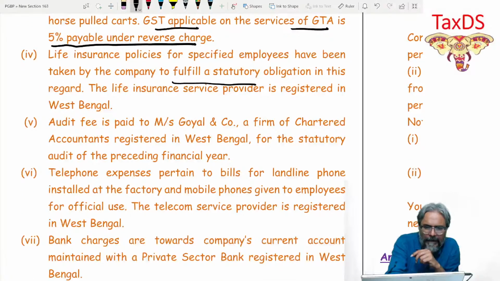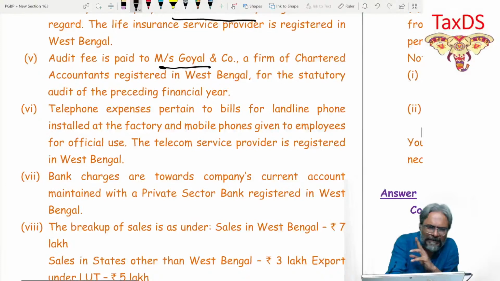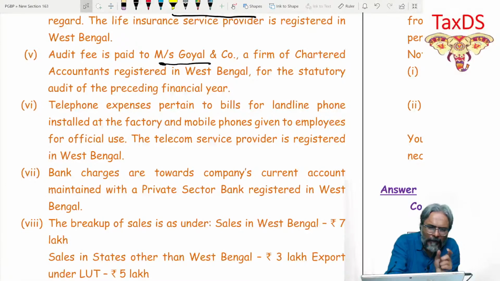Audit fees is paid to Mrs. Goel and Company, a firm of chartered accountants registered in West Bengal, for the statutory audit for the previous year. So ITC would be allowed in any case. Point number 6, telephone expenses pertain to bills for landline phone installed at the factory and mobile phones given to the employee for official use. The telecom service provider is registered in West Bengal. So again, in respect of that also, you will be eligible to avail the ITC, not an issue.